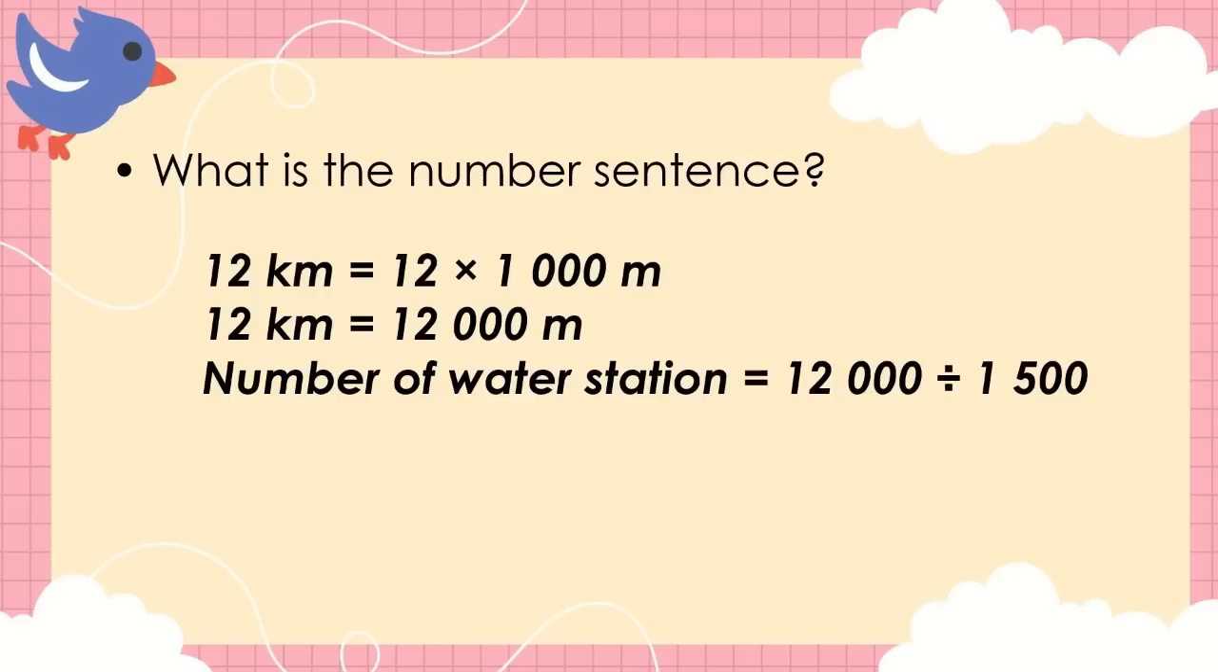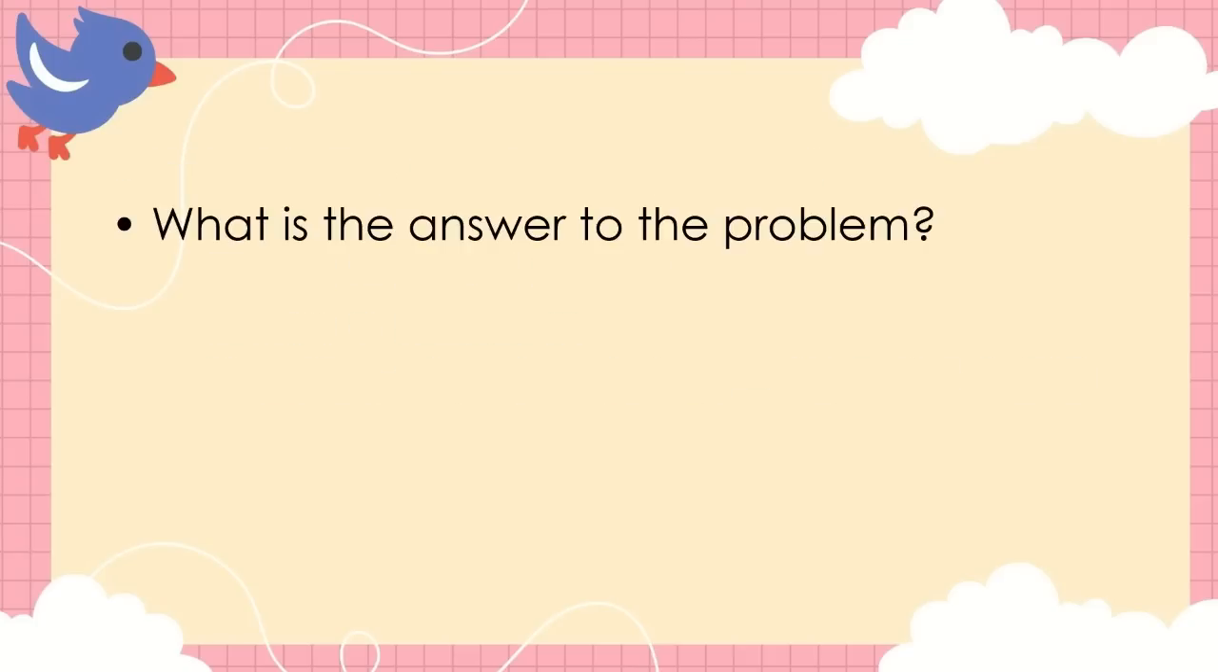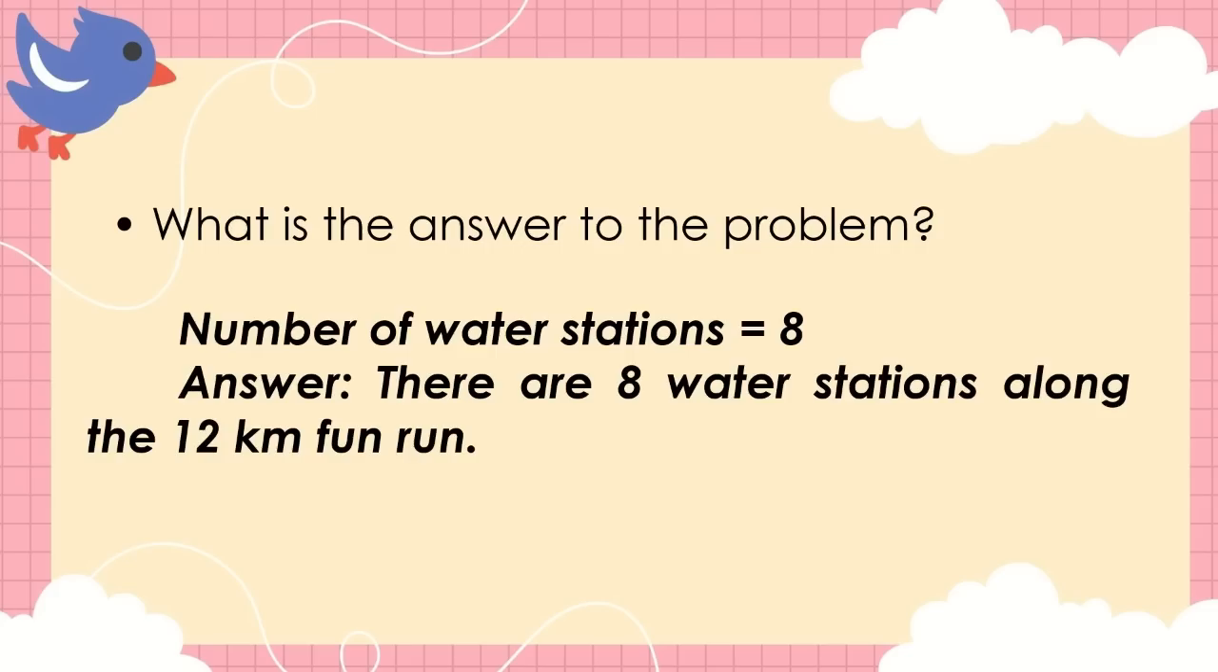What is the number sentence? 12 kilometers equals 12 times 1,000 meters. 12 kilometers equals 12,000 meters. Number of water stations is equal to 12,000 divided by 1,500. What is the answer to the problem? Number of water stations is equal to 8. Answer, there are 8 water stations along the 12-kilometer fun run.